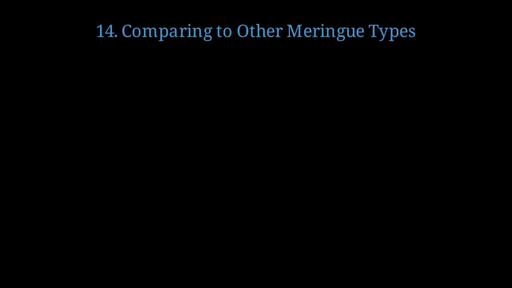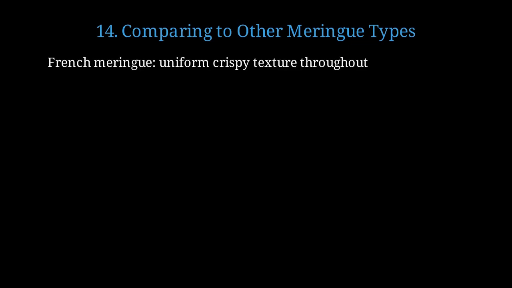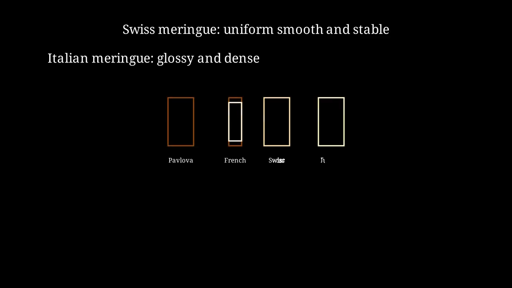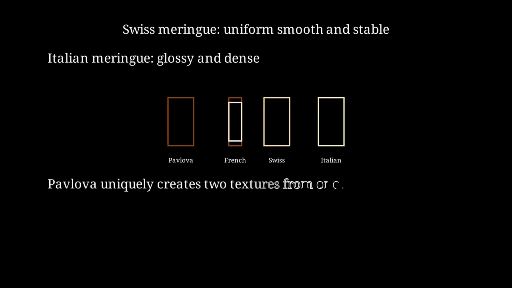Pavlova differs fundamentally from other meringue types in its dual texture. French meringue is baked at lower temperature for longer time, creating uniform crispy texture throughout. Swiss meringue is preheated before whipping, creating uniform, smooth, stable texture ideal for buttercream. Italian meringue uses hot sugar syrup, creating a glossy, dense texture used in toppings. This comparison shows the structural differences between Pavlova and other meringue types. Pavlova is unique in creating two dramatically different textures from a single starting material through controlled gradient processing.